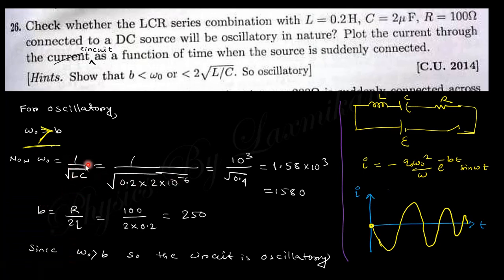So omega naught is 1 by root over LC. Put this value and we get 1580, and B is R by 2L, which is 250. So you can see omega naught is greater than B. So this will be oscillatory.